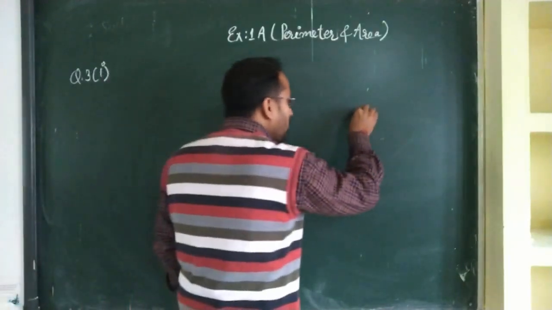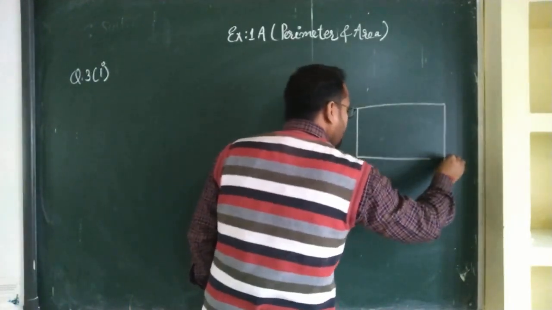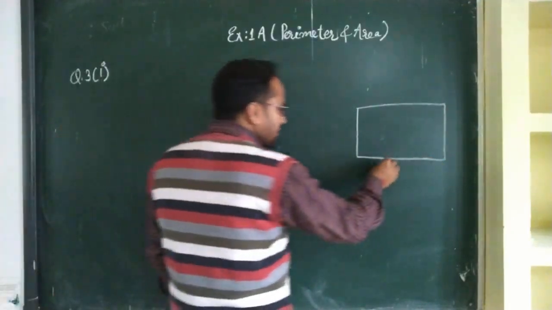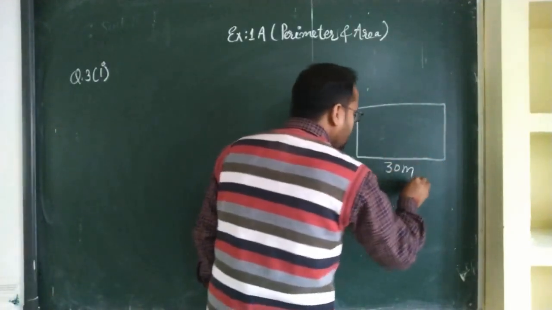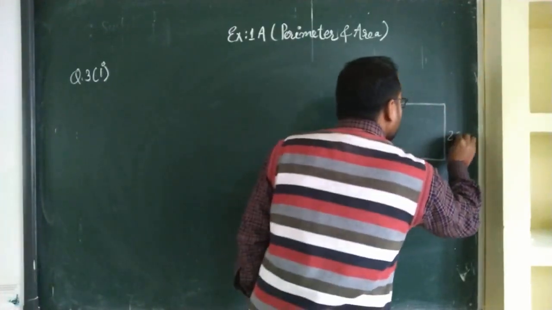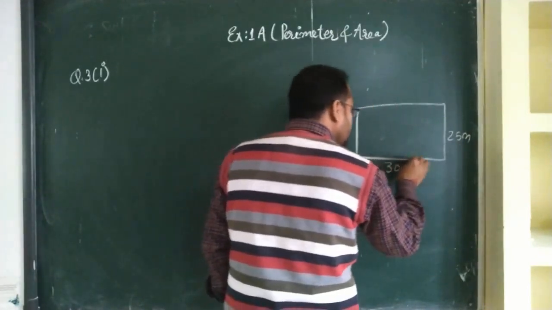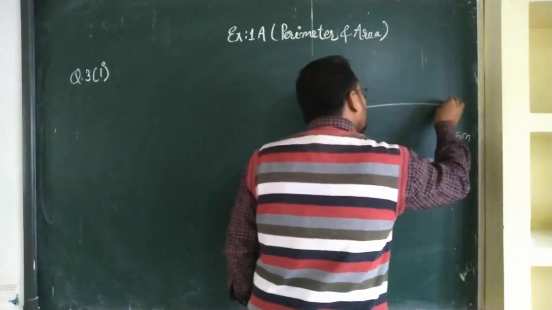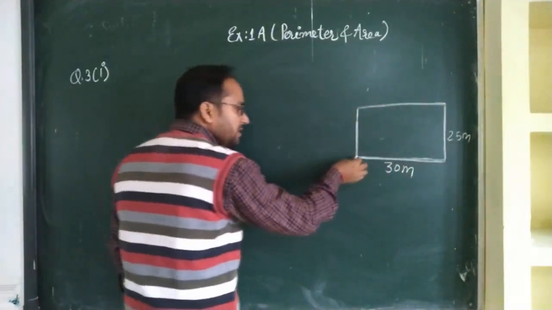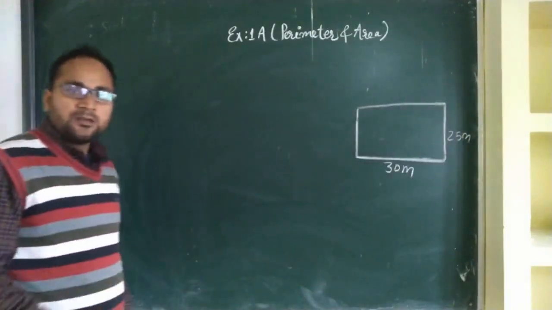Means one rectangular field is given. It is 30 meter long and 25 meter broad. It asks what is the length of the boundary, the wall of this rectangular field, the total length. The total length of the boundary is known as the perimeter.